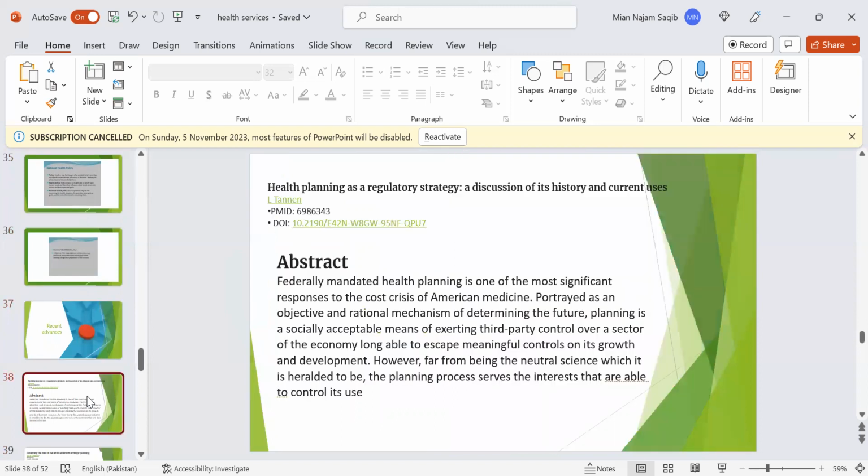Recent advances. Health planning as a regulatory strategy, a discussion of its history and current uses. This is from PubMed. Abstract. Federally mandated health planning is one of the most significant responses to the cost crisis of American medicine. Planning is an objective and rational mechanism of determining the future. Planning is a socially acceptable means of exerting third party control over a sector of the economy long able to escape meaningful controls on its growth and development. However, far from being the neutral science which it is heralded to be, the planning process serves the interests that are able to control its use.